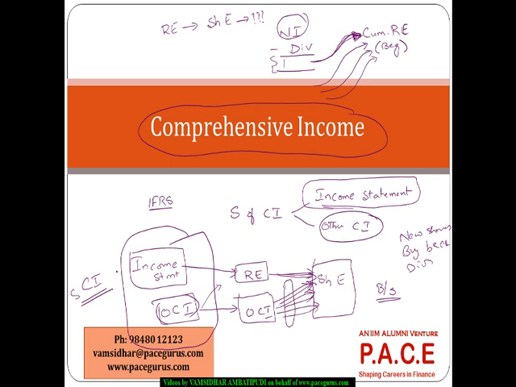So looking at the comprehensive income, except for the contributions and distributions, all other things that are impacting the shareholders equity are captured as a part of comprehensive income. Out of it, the income statement captures the retained earnings portion, whereas all the remaining things are captured as a part of this other comprehensive income.